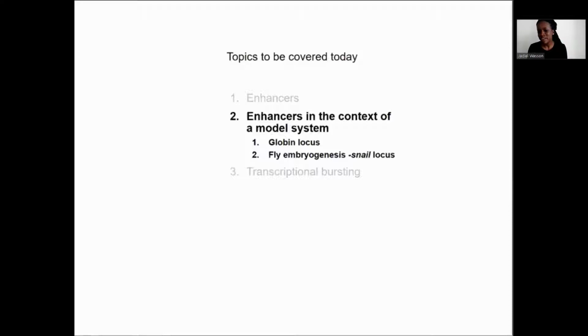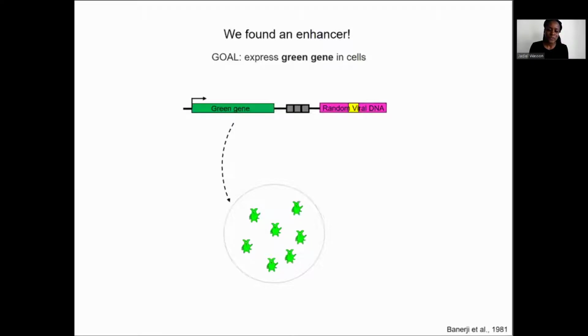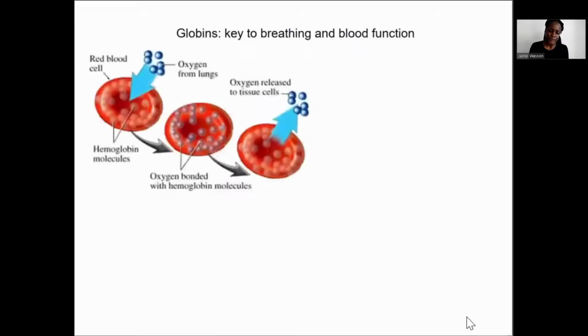Thumbs up. All right. So in this next section, I'll be focusing on enhancers in the context of the globin locus. As you can remember from what I talked to you about before, this group actually discovered this concept of enhancers. The green gene that they were looking at was actually the globin gene. So what is globin and why is it important?